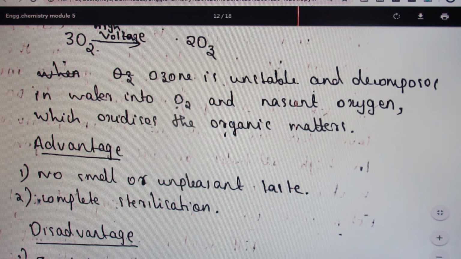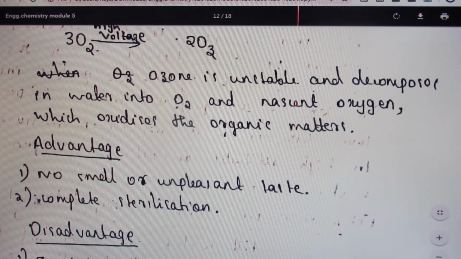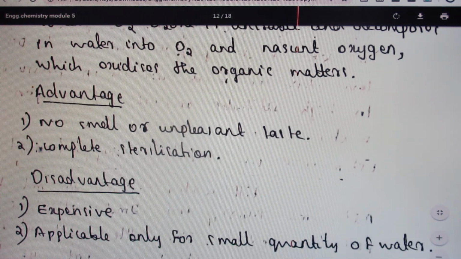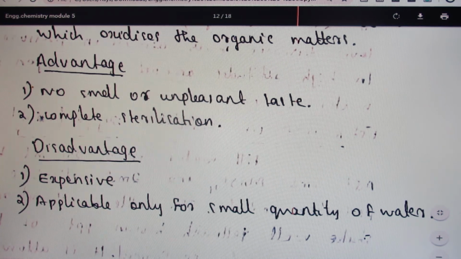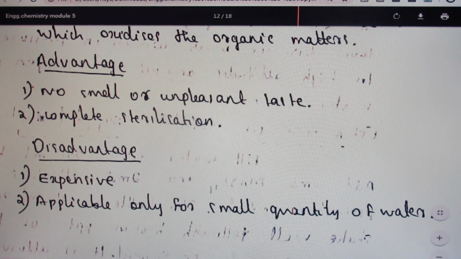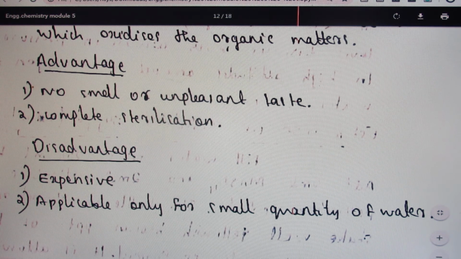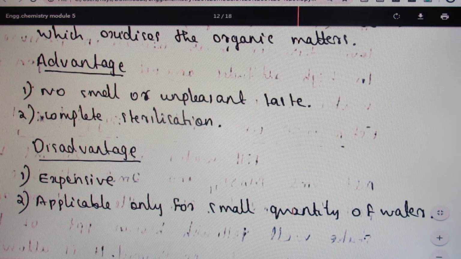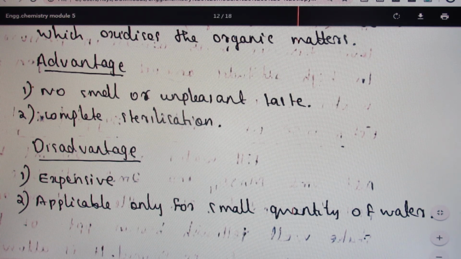Here also it has some advantages. There is no smell, no unpleasant taste, etc. And complete sterilization can occur with the help of ozone. Disadvantages are almost the same as those of the UV method. Here also this method is expensive and it is applicable only for a small quantity of water.